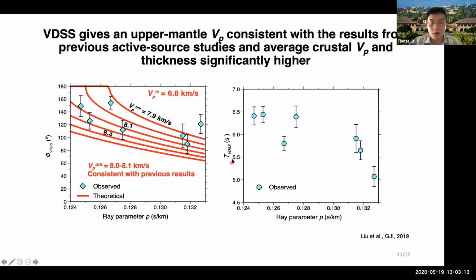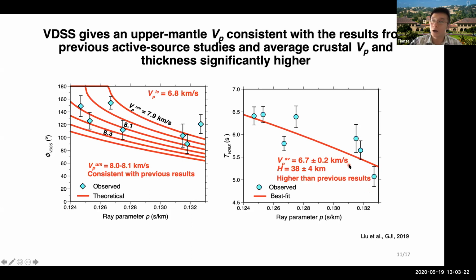And at the same time, we can plot our observed T_VDSS as a function of ray parameters, and use the same linear regression method to derive average crustal Vp and crustal thickness, which are both higher than previous results given by active source studies. And this is interesting because obviously we are seeing the same Earth, so different methods should show consistent results on the same object. But on the contrary, they don't. So we decided to look deeper into this.